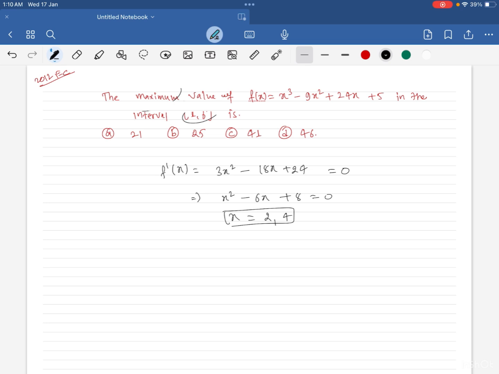Now let's check f double dash x, so that we can eliminate a few of the options, the minima point. The f double dash x will be 6x minus 18, right, so if we put x is equal to 2, that is 12 minus 18, which is less than 0, so at 2 we have the chance to get the maximum value, and at 4 it is greater than 0, so we can eliminate 4, because we have to find the maximum value.